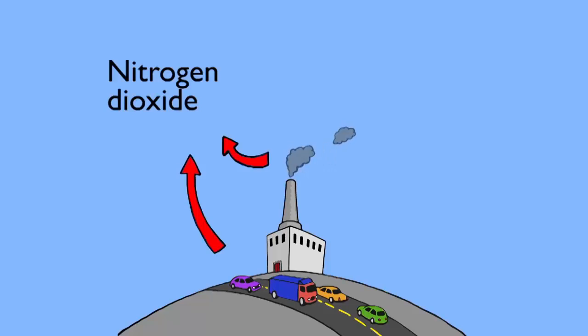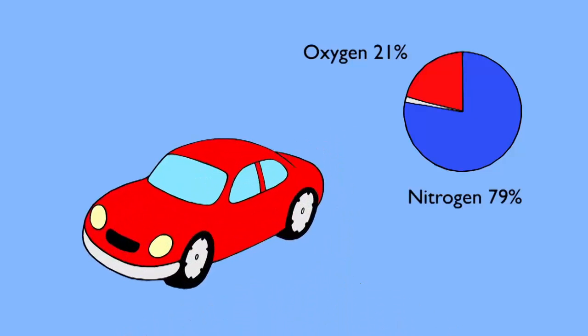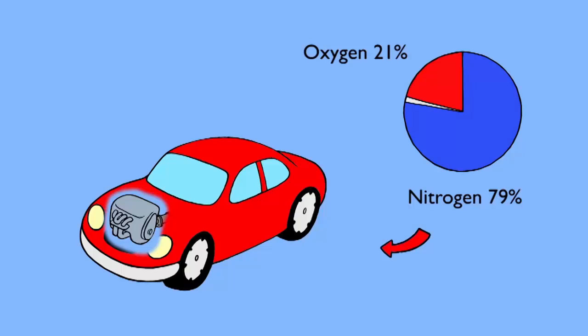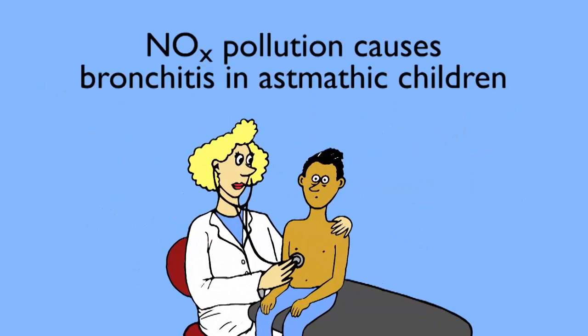Next, nitrogen dioxide emissions come from cars and factories where fuels are combusted. You may recall oxygen forms about 21% of our atmosphere, whilst nitrogen forms 79%. In a hot engine, a tiny amount of nitrogen atoms join with oxygen atoms to form mixtures of nitrogen oxides, called NOx. Studies have proven that there is a causal relationship between the symptoms of bronchitis, a respiratory disease being seen in children with asthma as a result of long-term exposure to this pollutant.